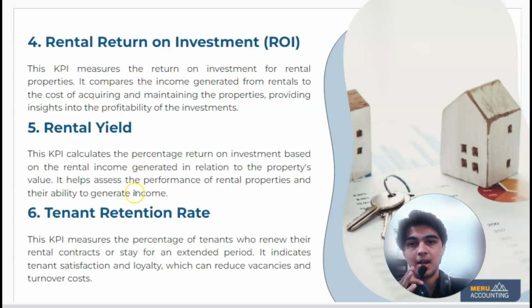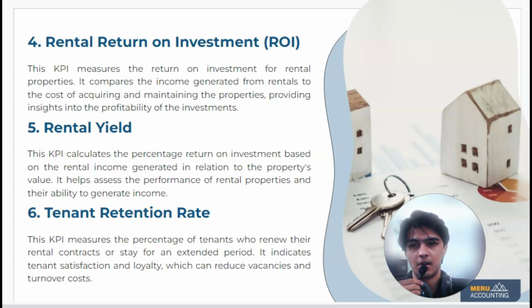And then rental yield. This indicator will calculate the percentage of the return on investment based on the rental income that you have generated in relation to the value of your property. What's the value of the property and what rent has been generated on that value of the property. That will be calculated in the rental yield indicator.